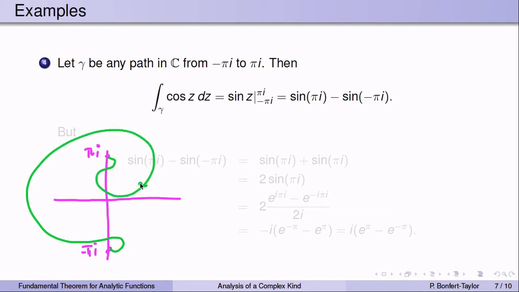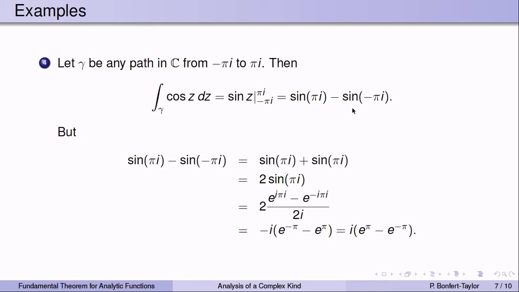What we want to find is the integral of cosine z dz over this path. Well, cosine z has a primitive in C, namely sine z. And so all we have to do is take that primitive and evaluate it at the end point πi, and subtract from that its value at the initial point minus πi. So we need to evaluate sine of πi and subtract from that sine of minus πi.